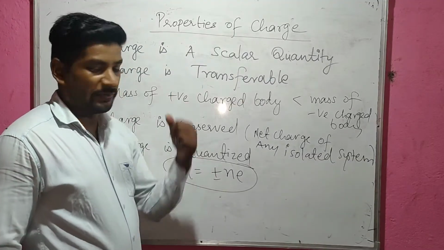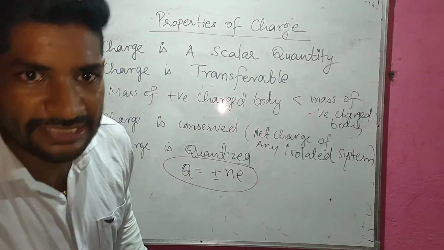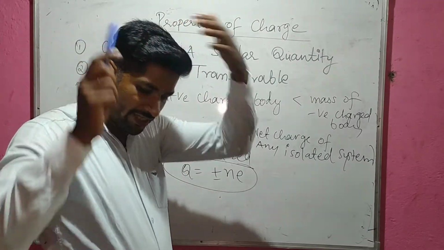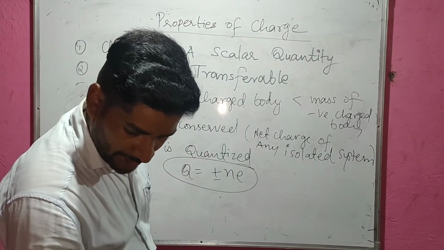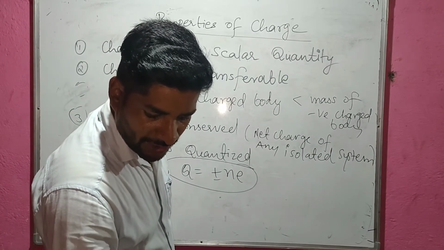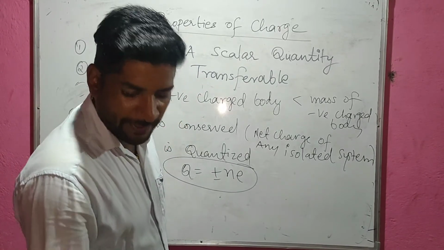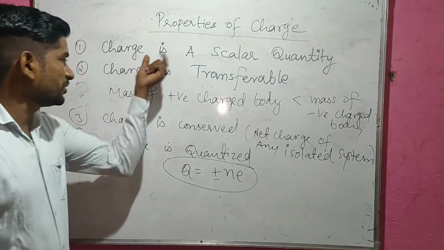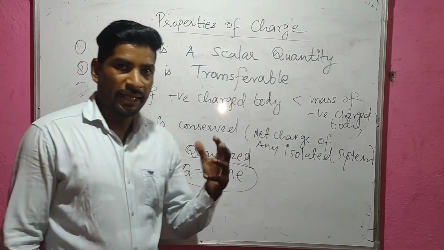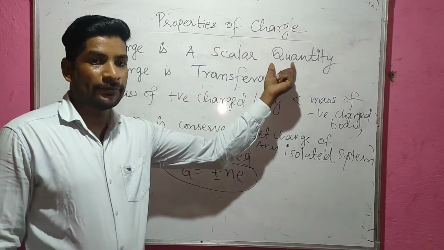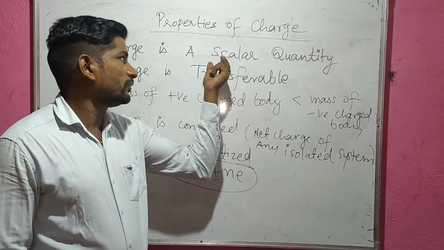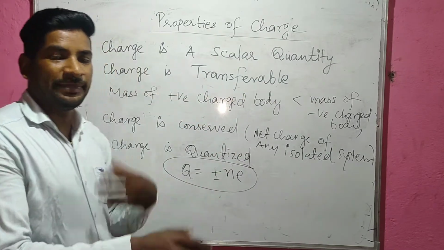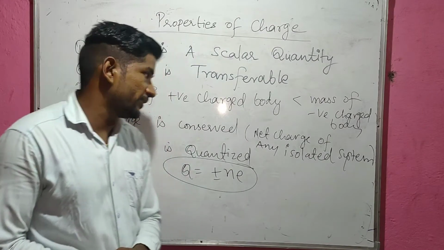Now we study the properties of charges. In our childhood we did an experiment where we comb our hair and then the comb, when brought near the paper, attracts the paper. This is the attraction property of charge. So the first property is that charge is a scalar quantity. To measure charge, you don't have to measure direction, only the magnitude. Charge is transferable. Charge can be transferred from one body to another body.